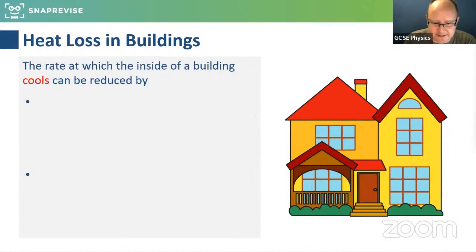Okay, let's look at heat loss in buildings. So the rate at which the inside of a building cools can be reduced by a number of methods, and you need to know how to describe the ways that heat is kept inside a building, such as in a house on a cold night. So what kinds of ideas do we have? What can we do to this house here to add to its insulation and reduce heat loss from the building?